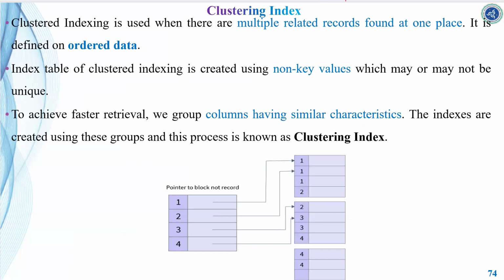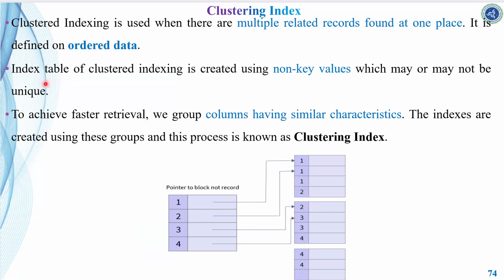The next type of indexing is clustering indexing. Clustering means grouping some of the related records. The word cluster means grouping. So when related records are found, that is what clustering means. If you are given multiple related records, then we can use this clustered index, and it is also defined on ordered data.